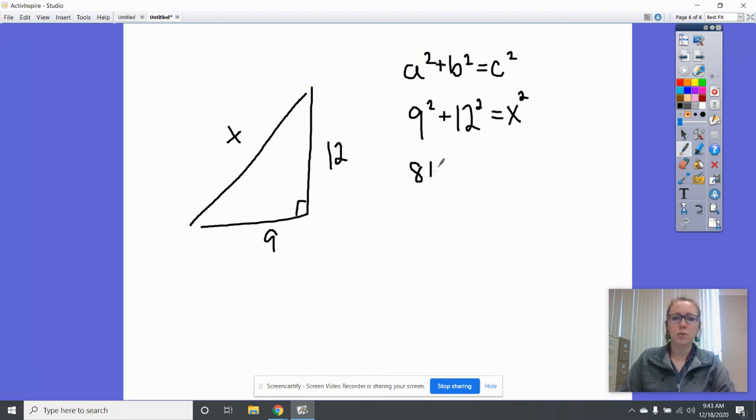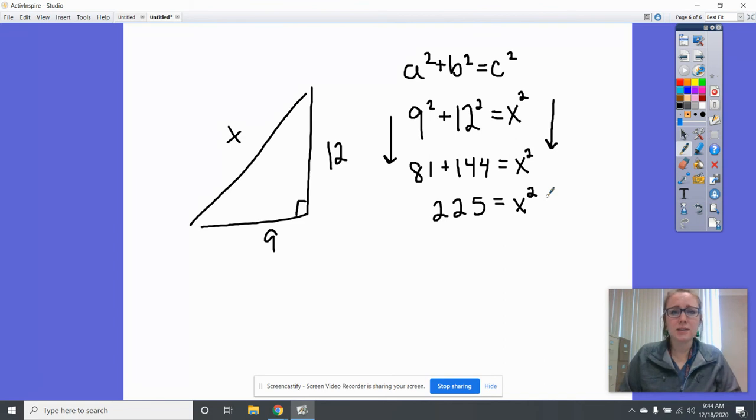9 squared is 81, plus 12 squared is 144, equals x squared. And again, as I solve, I'm just moving down my problem. So I did my first step. Now I'm going to move to my next step, which is to add 81 plus 144, which is 225, and that equals x squared. But we're not done yet because x is not actually by itself. We have x squared, so we have to do the opposite of squaring, which is the square root.